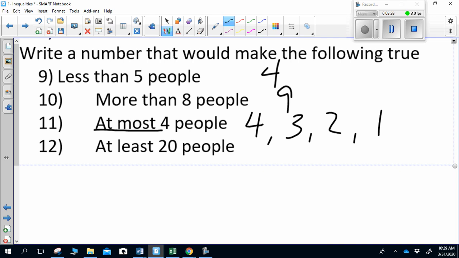At least 20 people. You're going to be going on a trip and you have to have at least 20 people in order to get the discount. At least could be 20 or 21 or 22. So make sure you've got those examples copied down.